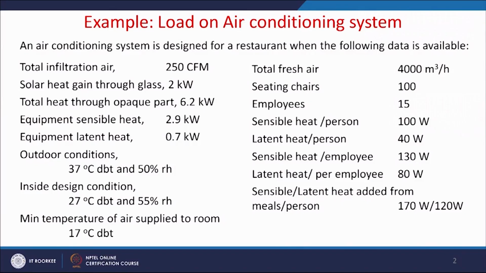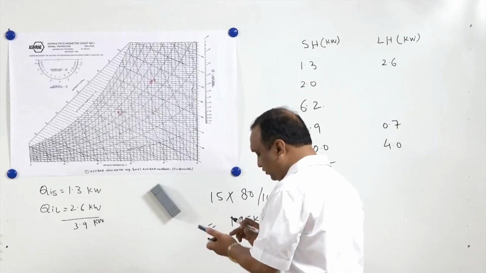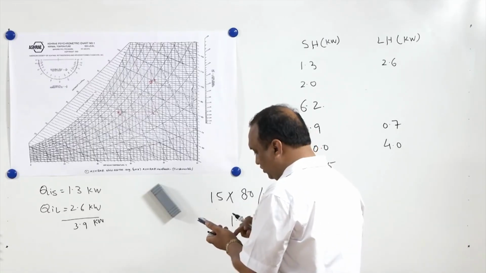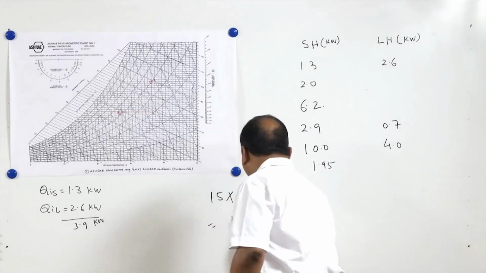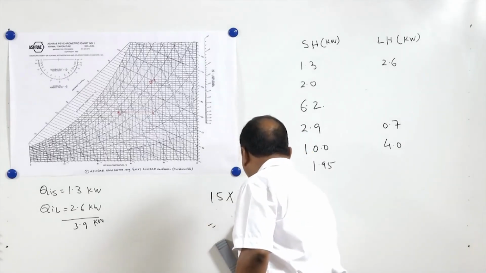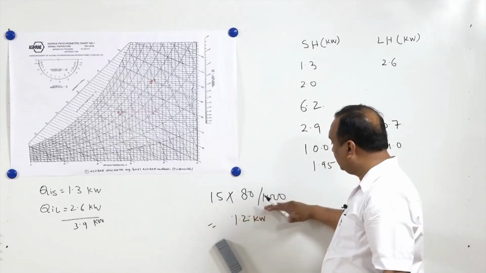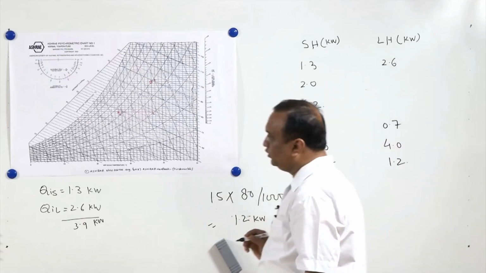Now latent heat. Latent heat by the employees is 80 watts. So again 15 into 80 divided by 1000, it is going to be equal to 1.2 kilowatts. I am dividing this expression by 1000 just to convert watts into kilowatts. So it is 1.2 kilowatt.